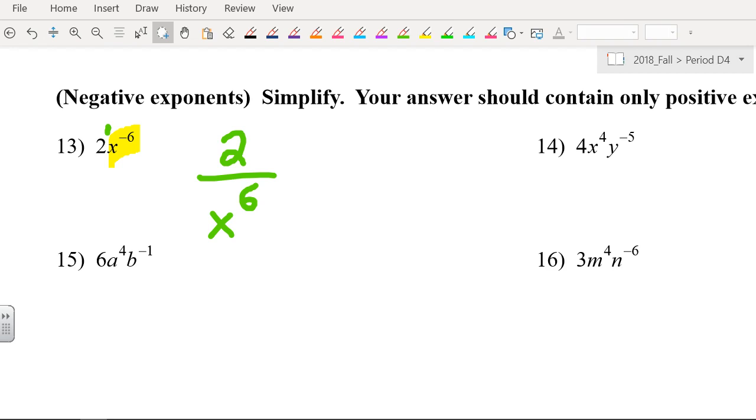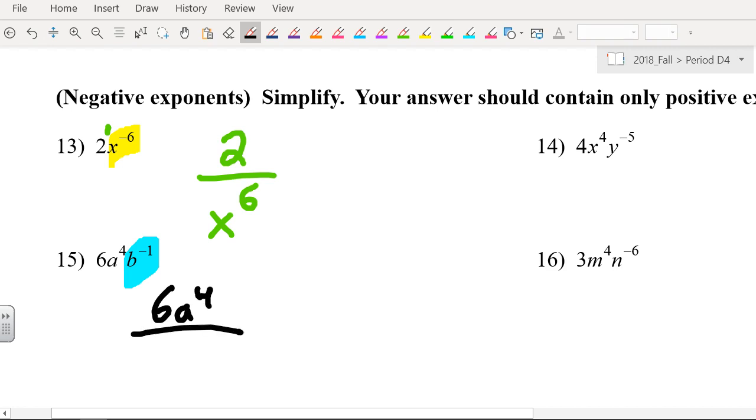So the tricky part of that is, when people make a mistake, they put the 2 down to the denominator also. But Michaela was sharp, and she saw that. Yes? For the other ones where there are 2 different variables, the question is, do we put both variables in the denominator? No. Only the one that has a negative exponent. So your answer is 6a to the 4th over b to the 1st. Good question.